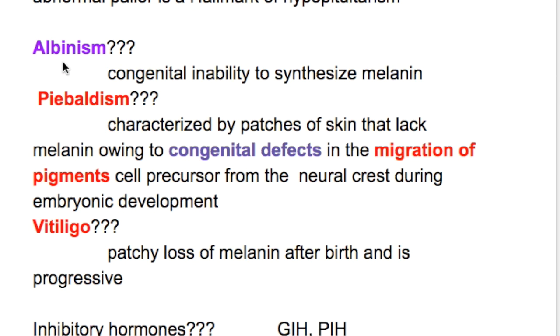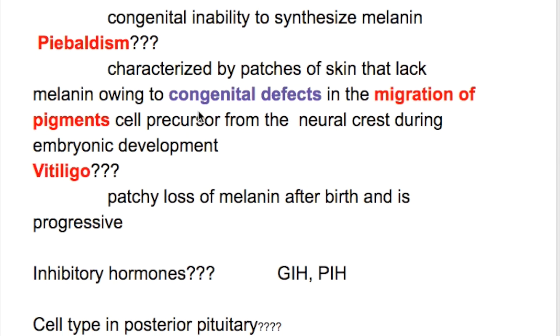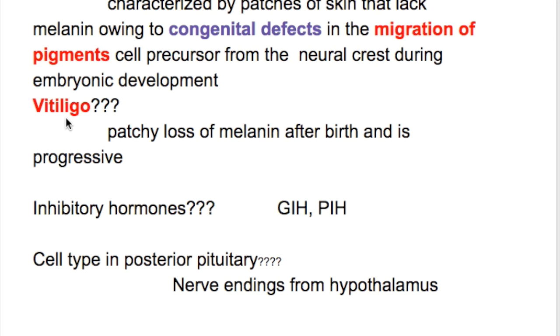What's albinism? Albinism is a congenital inability to synthesize melanin. And what's piebaldism? Piebaldism is characterized by patches of skin that lack melanin owing to congenital defects in the migration of pigment cell precursors from the neural crest during embryonic development. And what's vitiligo? Vitiligo is the same thing, a patchy loss of melanin, but it's after birth and it's progressive too.